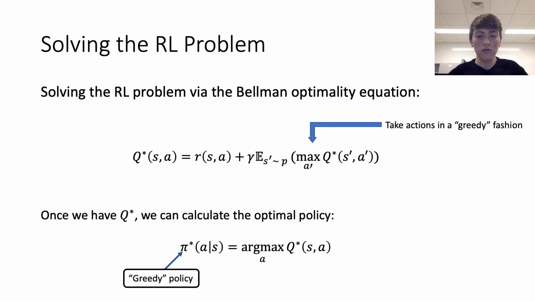In the standard reinforcement learning framework, the solution to the RL problem consists of calculating an optimal value function, Q star. Here we can see that the backup equation or optimality equation for Q star involves a hard max or greedy max over all the actions. Once we have this optimal value function, we can calculate an optimal policy from it, which again acts in a greedy fashion so as to maximize the value at the next step.